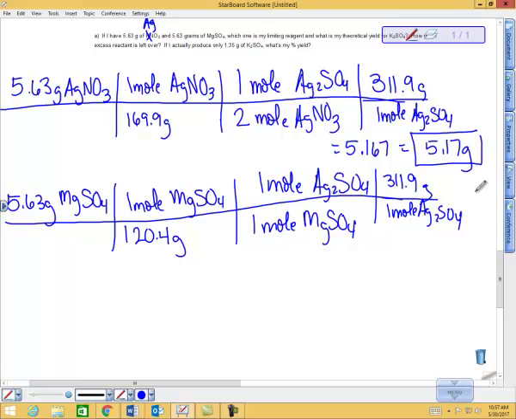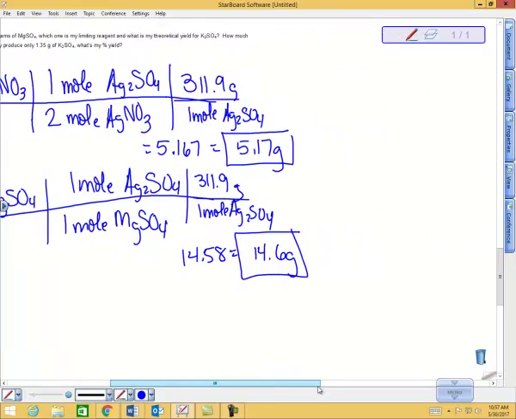Let's do the bottom one. 5.63 divided by 120.4 times 311.9. This one, also reducing to 3 sig figs, it says 14.58. So what should I reduce that to? 14.6 grams. All right, so which one is the maximum amount that we can make? That's right, the 5.17. So this 5.17 right here, this is the max that we can make. So we call that the theoretical yield. That's a maximum that we can make, okay?